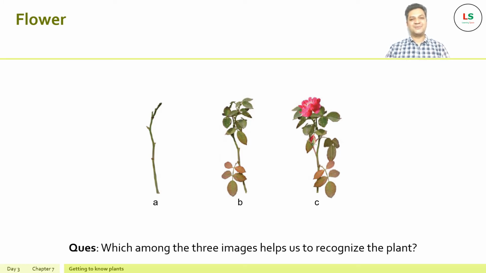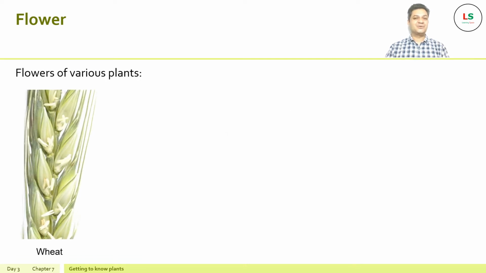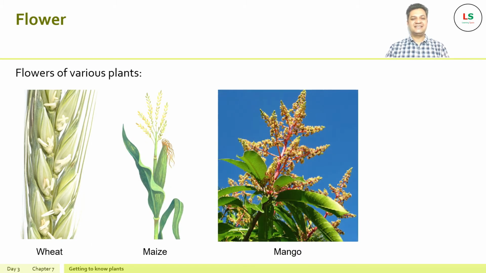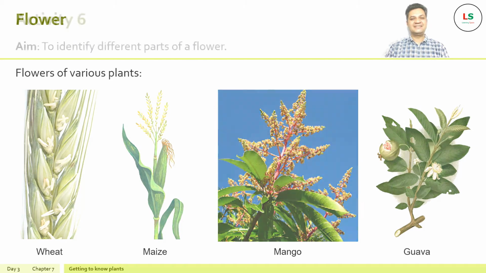Let's see flowers of some other plants as well. So here we have flowers of various plants. The first one is wheat. The second one is maize. Then we have mango. And lastly we have guava. Aren't they cute and different from each other?